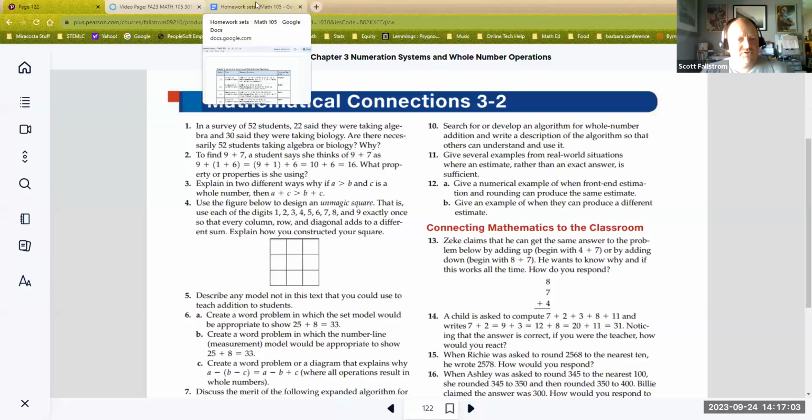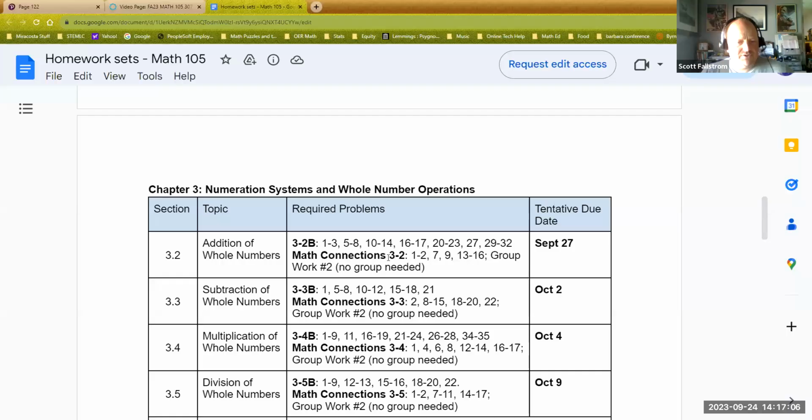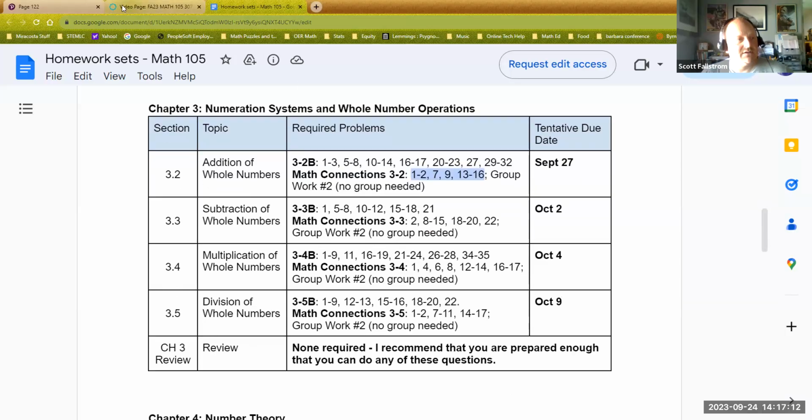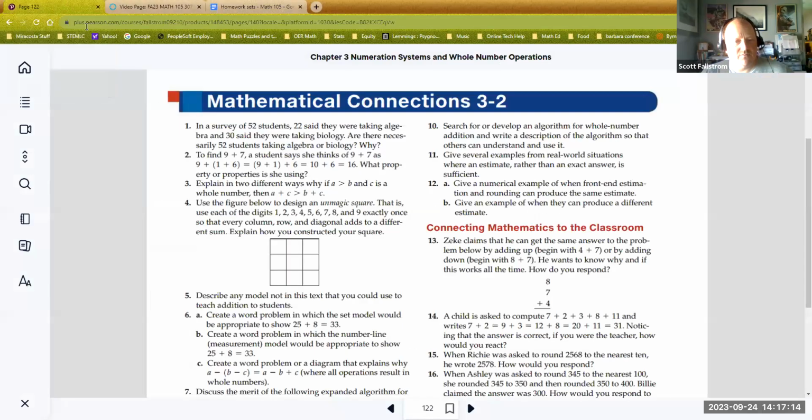Hey students, we are checking connections 3.2. 3.2 looks like we got 1, 2, 7, 9, 13, and 13 through 16. So if we take a look back here, 1 and 2.